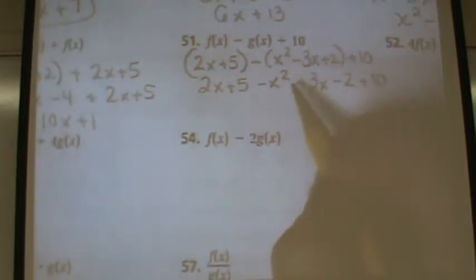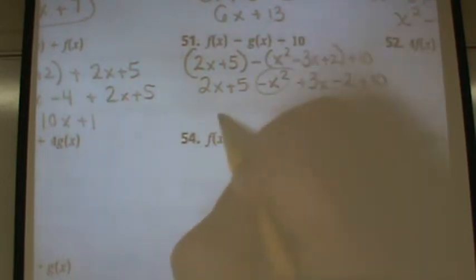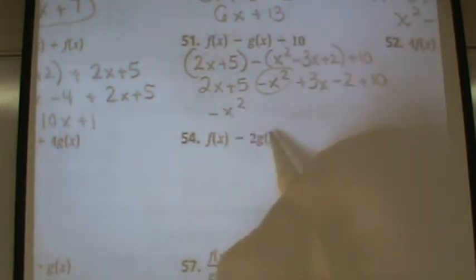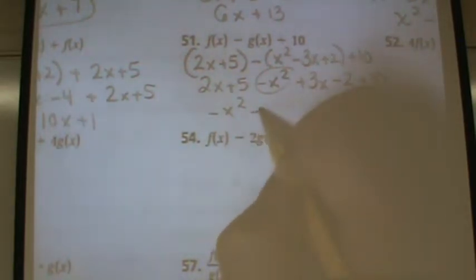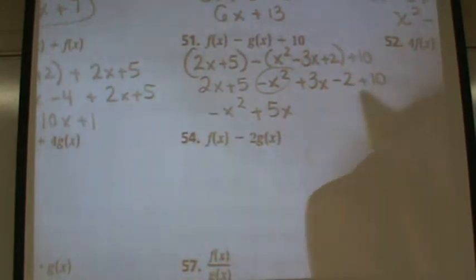This is the biggest term right here. This is the highest power. That goes in front. Add the x's. How many x's do you have? 5x. And 5 minus 2 is 3, and 3 plus 10 is 13.